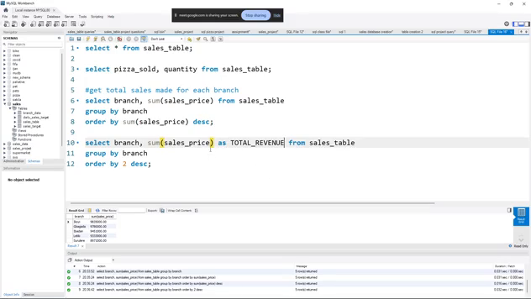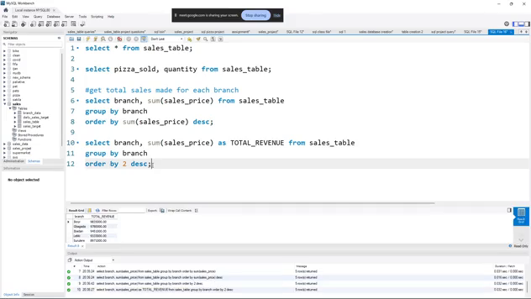Yes. So I want you to put it as what? Total revenue. If you put it as total revenue in your answer, instead of having sum of sales price, you have it as what? Total revenue. So if you look at it now, total revenue is the header. And maybe you want to order by that total revenue, or you want to order by this one.